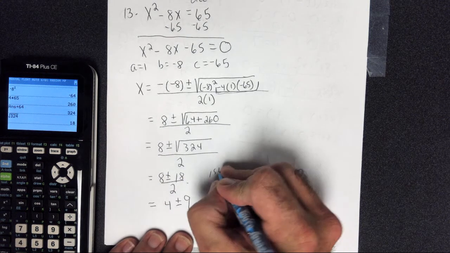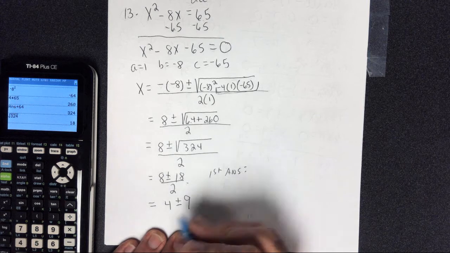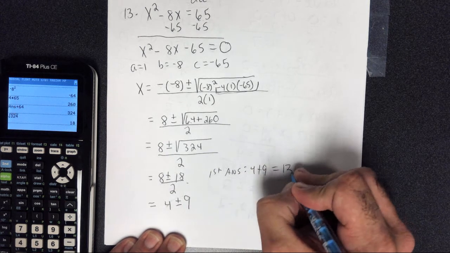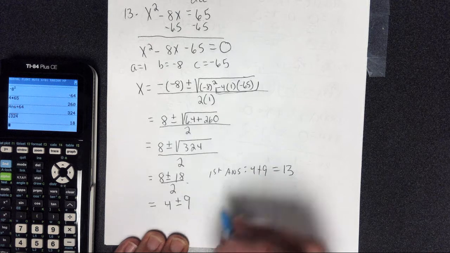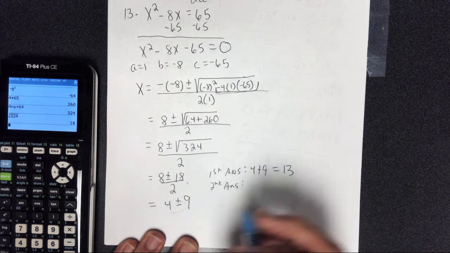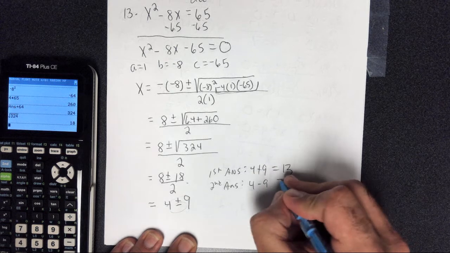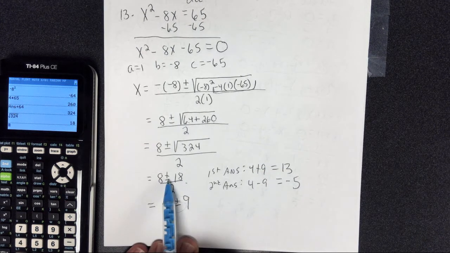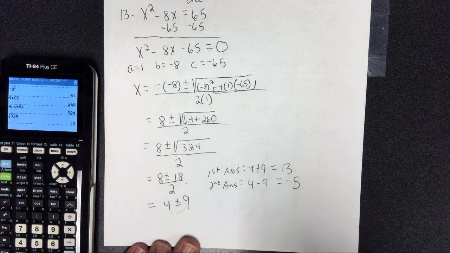So my first answer is going to be 4 plus 9. Well, 4 plus 9 is 13. Second answer, you use the subtraction, so you do 4 minus 9. 4 minus 9 is negative 5. So you use the plus or minus to get the two answers. One time you go through and add, second time you go through there and subtract.